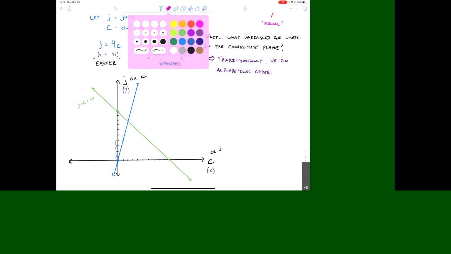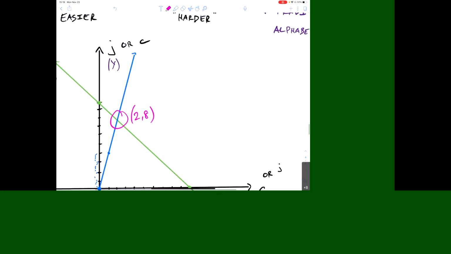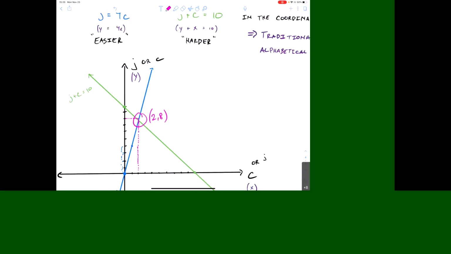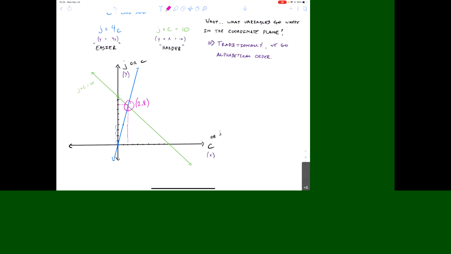If you look at this point right here, I know the answer because I did it in advance, but that should be 2 comma 8. It's a little hard to see there, but 2 and 8 is supposed to be right there. As you can see, I'm a little bit off, but again, draw as accurately as you can. Now, what does this mean? Well, remember, it's 2 comma 8, which means it's C comma J.